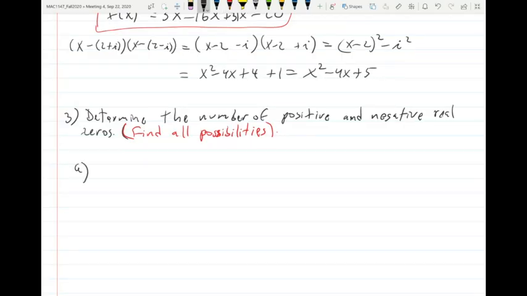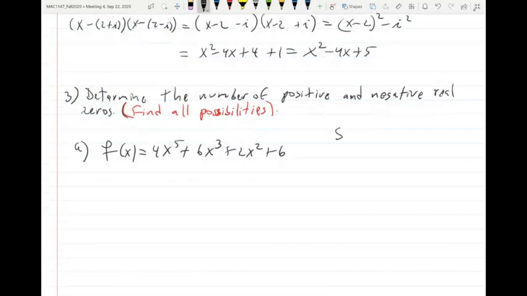So for the first one, let's start with degree 4. Let's say 4x to the 5 plus 6x cubed plus 2x squared plus 6. Okay, so here we have this polynomial, and then in this column we're going to write the sign changes. So how many sign changes do we see for f? How many sign changes does the polynomial f have?